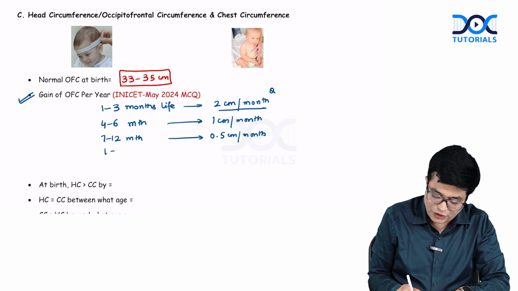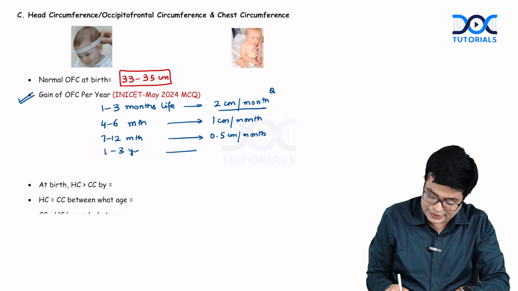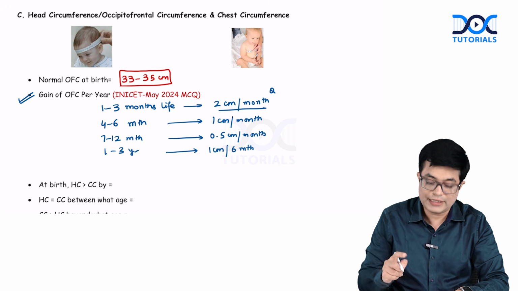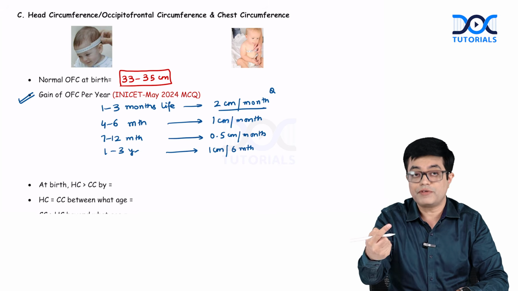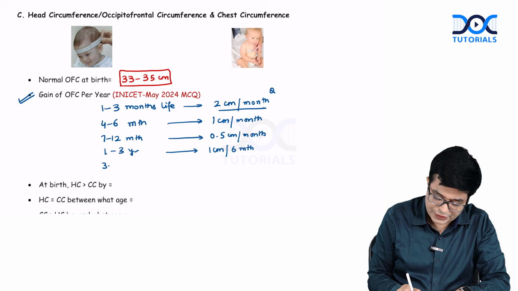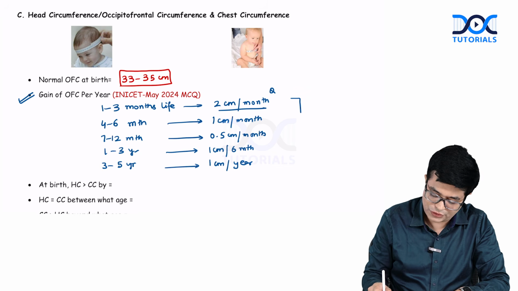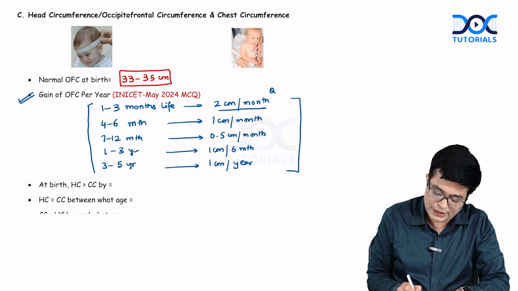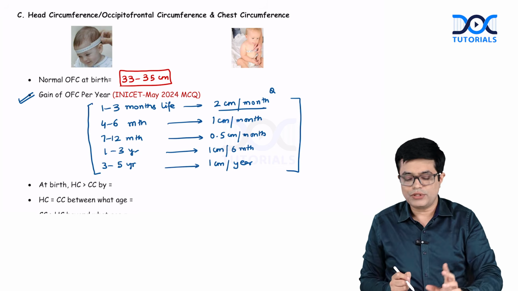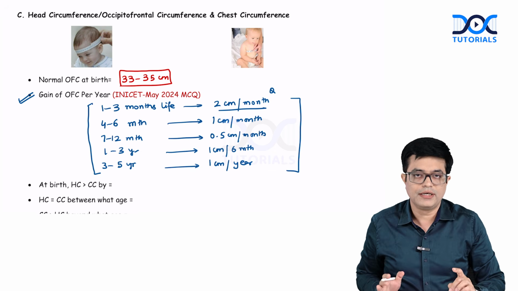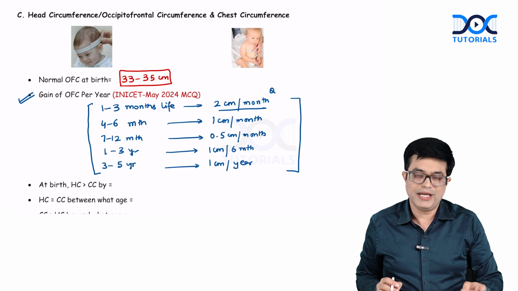Then between 1 to 3 years, the child gains 1 centimeter every 6 months. So it slows down even more. And between 3 to 5 years, it becomes 1 centimeter per year. These values are given in OP Ghai. They are given in your clinical manuals, and the question has already been asked in the INICET May 24 exam.